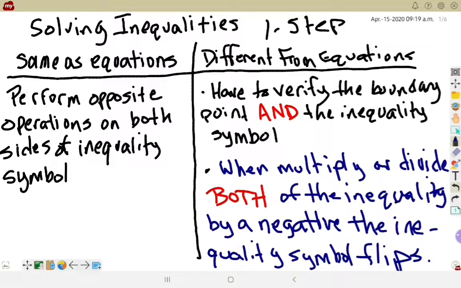Okay, so inequalities, we solve them the exact same way as we would equations. We're still performing opposite operations on both sides, but what you need to do a little bit differently is check two things when you verify to make sure that you have the right answer, and you also have to make sure you're watching out for those negatives. So anytime you multiply or divide both sides of the inequality by a negative, the inequality symbol flips.